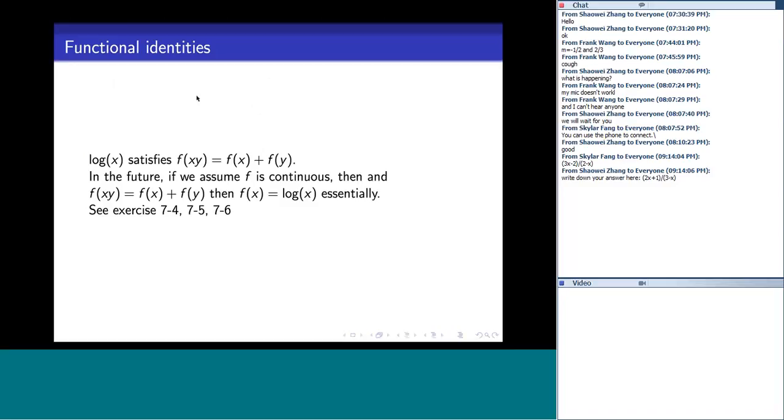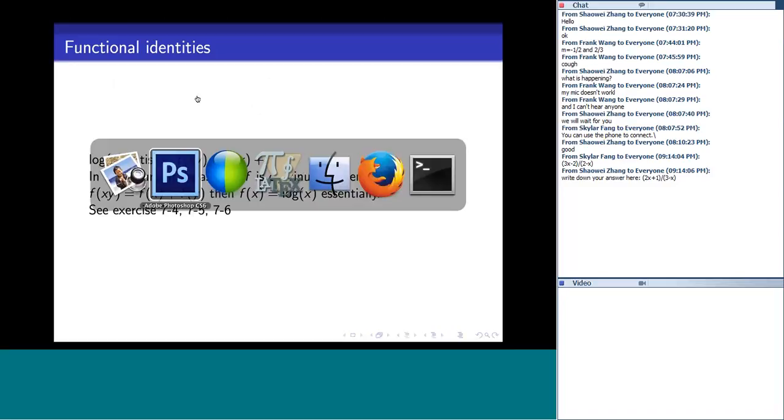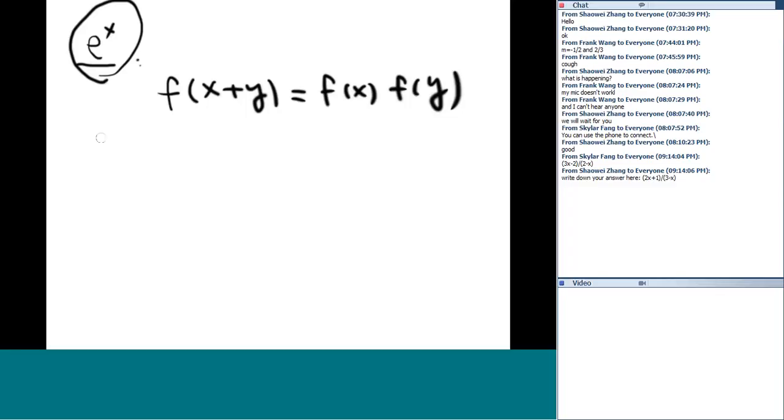Okay, trigonometry also satisfies some equations. That's about sine x, cosine x. It's essentially that one. I can tell you, essentially it is sine.